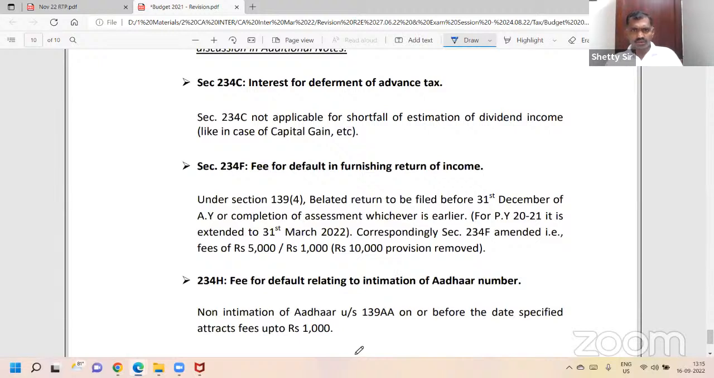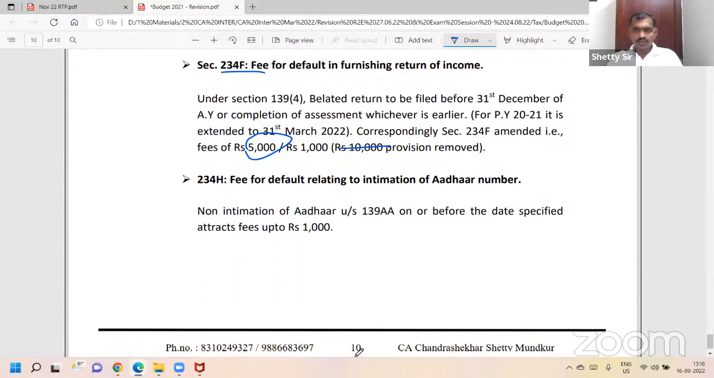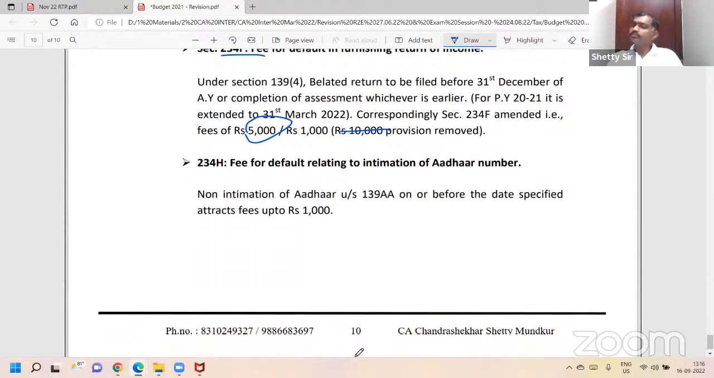Related provisions are there. 234C is not applicable for dividend income. So 234C is the interest section. Suppose a sudden capital gain arises, how can I estimate the income? There is no 234C interest. Now they extended it even for dividend income. 234F, belated return fees: how much? 5,000 rupees. 234F for belated ITR. Belated ITR, 5,000 fees. The bracket is 1,000 when total income is less than or equal to 5 lakh.